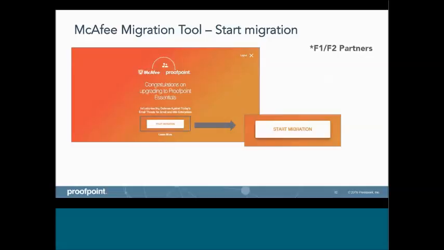Okay, great. I think we have time for a couple more questions. So next one is, with F1 and F2 partner type accounts, can you clarify what administrator type accounts need to be created either under the McAfee or Proofpoint portals to give the necessary permissions?